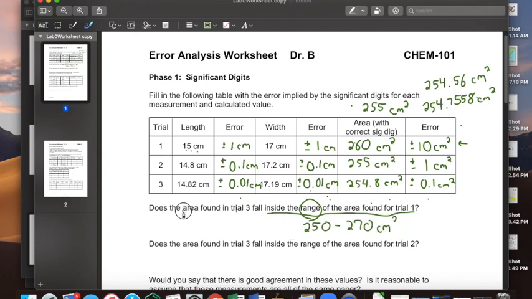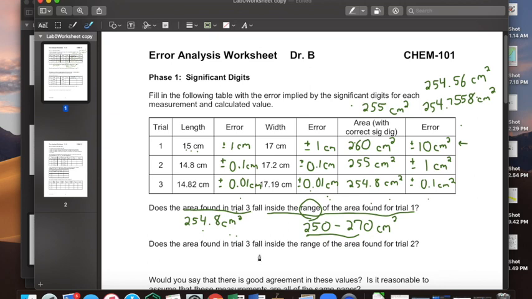And now we have the area found in trial 3. The area found in trial 3 was 254.8. So the area found in trial 3 was 254.8 centimeters squared. Does that value fall into this range? And yes, it does. 254.8 is definitely in between 250 and 270. So that is what those questions mean.